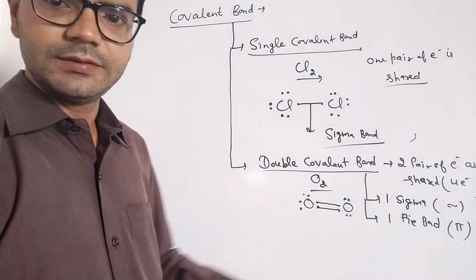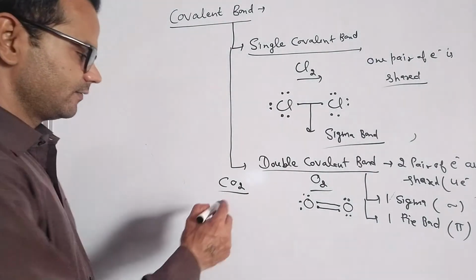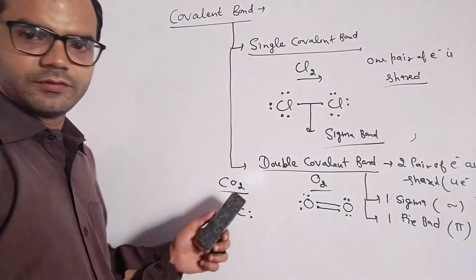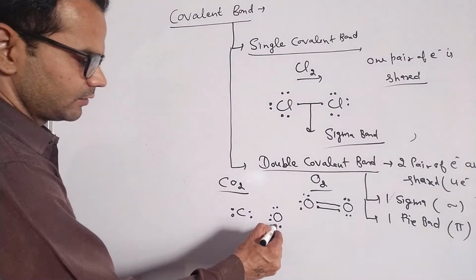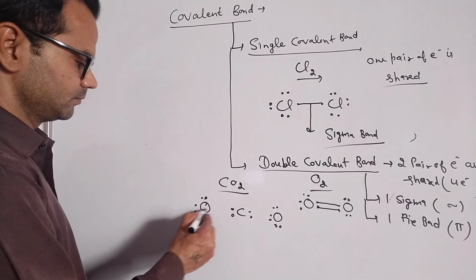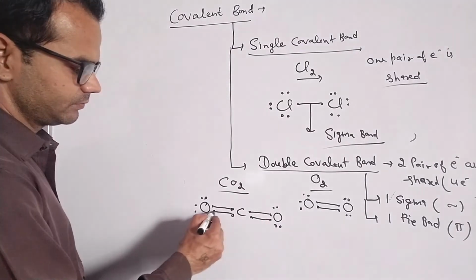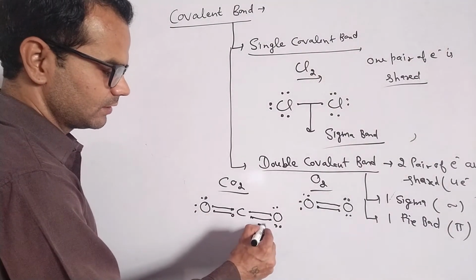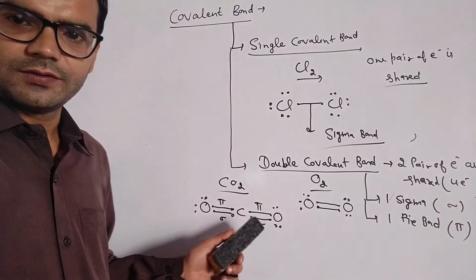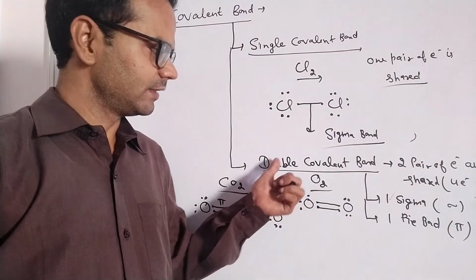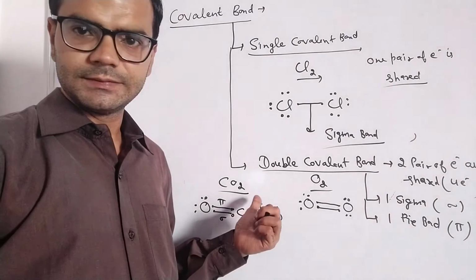Or we can take another example. For example, we have CO2. As we know, carbon contains 4 valence electrons and oxygen contains 6 electrons. So there is a sharing of electrons between carbon and oxygen, and hence one sigma and one pi bond is formed. So in CO2 we can say a double covalent bond is present, or we can say 2 sigma and 2 pi bonds are present, right?